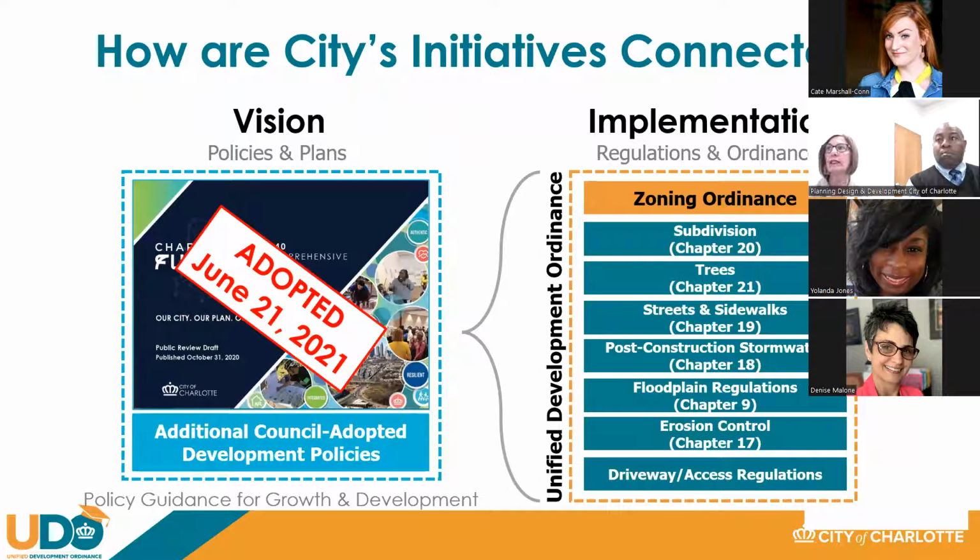So how are these city initiatives connected? Many of you might have heard of the 2040 plan. The 2040 plan is the city's vision. This is our policies and plans. This policy is for guidance for growth and development. So now how do you make that vision be implemented? And that's the creation of the UDO. So this is how they're all linked together.